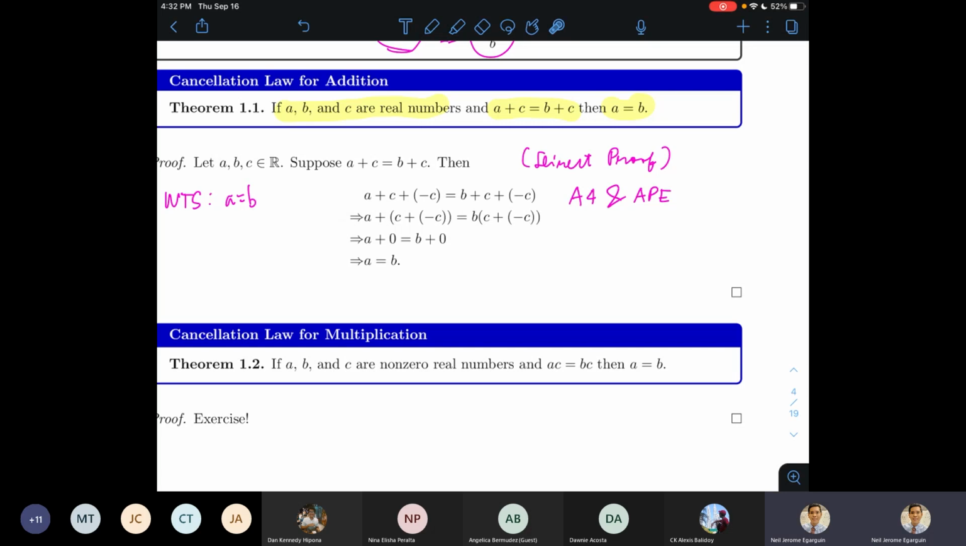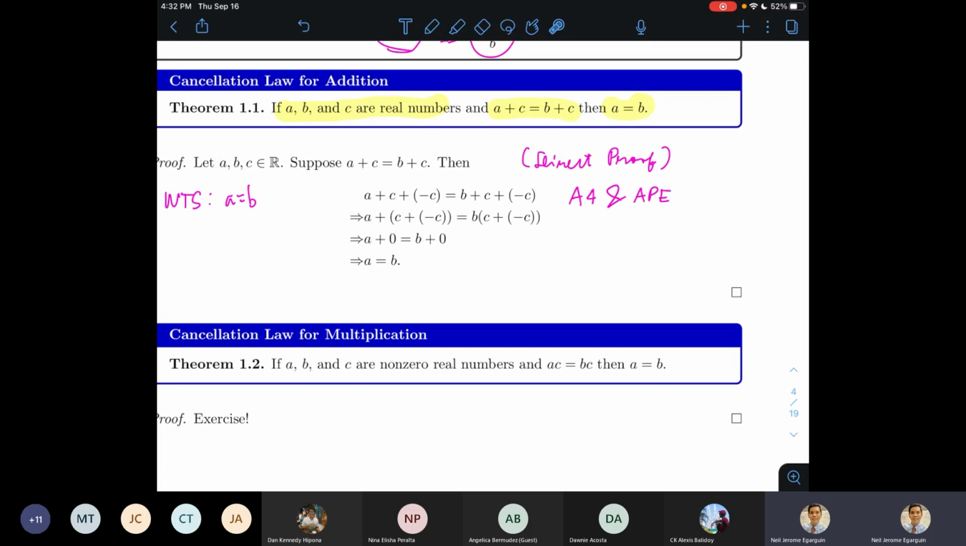Anyone quick answer? Or ayaw nyo sumagot pag masyadong basic yung tanong? Dapat pala may recitation points, no? Para mapilitan kayong sumagot kahit madali. Okay, so there I used what?